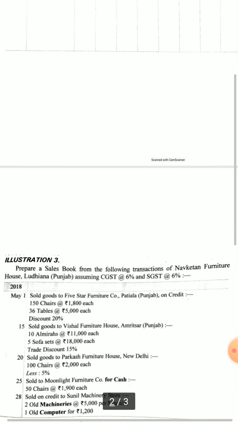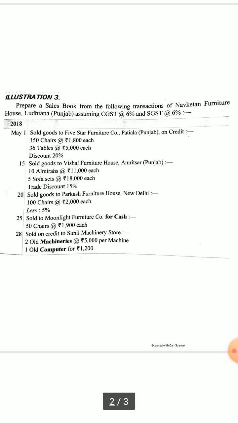So let's see an illustration that will make it clearer. Prepare the sales book for the following transactions at Navketan Furniture House, Ludhiana, assuming CGST 6% and SGST 6%. On May 1st, sold goods to 5-star Furniture Company, Patiala, on credit: 150 chairs at the rate of 1800 each and 36 tables at the rate of rupees 5000 each. Discount 20%. Discount means, of course, trade discount, because all credit sales we only enter in the sales book.